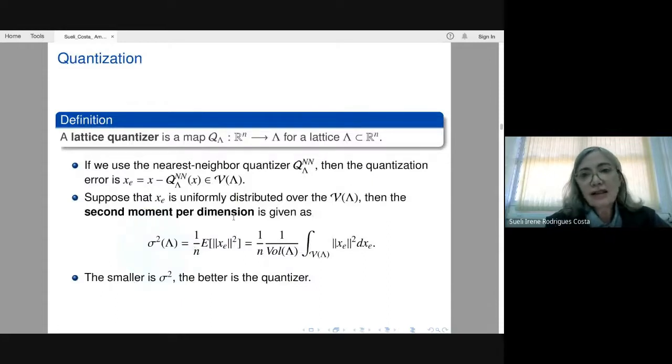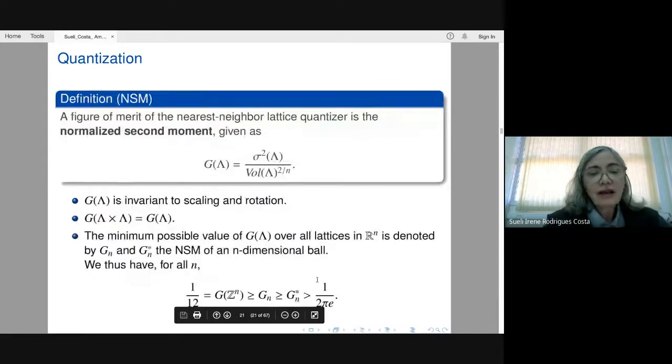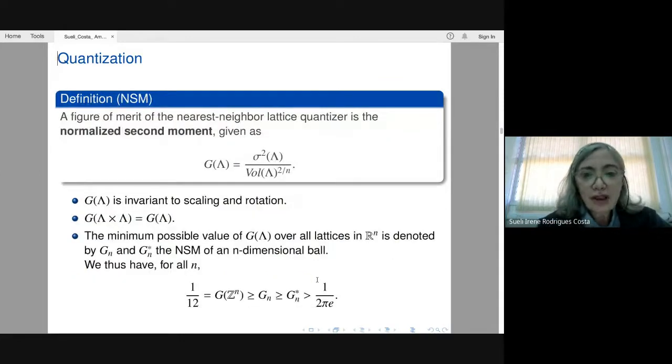Lattice quantizer is another concept which is used in communication, and it's defined like that. It's related to the square distance, right? And the smaller this number, the better the quantizer. That's the idea. So this is the definition of quantization and some results on quantization. Again, the quantization is invariant regarding scaling and rotation, right?